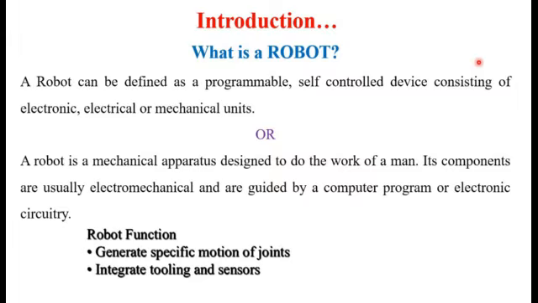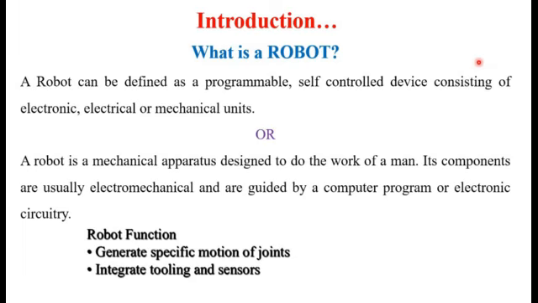A robot can be defined as a programmable or self-controlled device consisting of electrical or mechanical units. This robot is nothing but a programmable self-controlled device or machine, consisting of electrical and mechanical parts, a mechanical apparatus designed to do the work of a man. The machine or apparatus designed to do the work of a human is nothing but the robot.